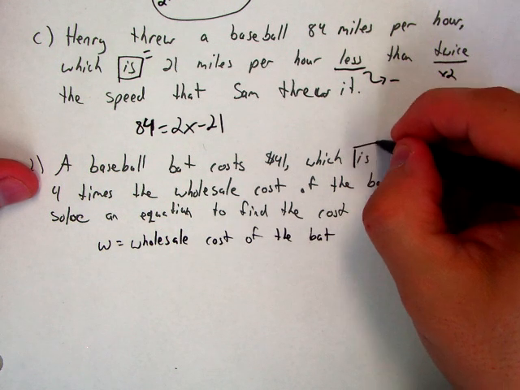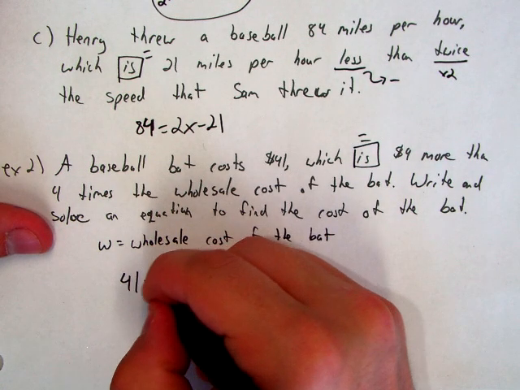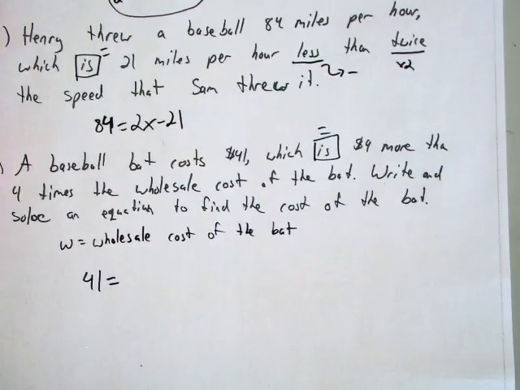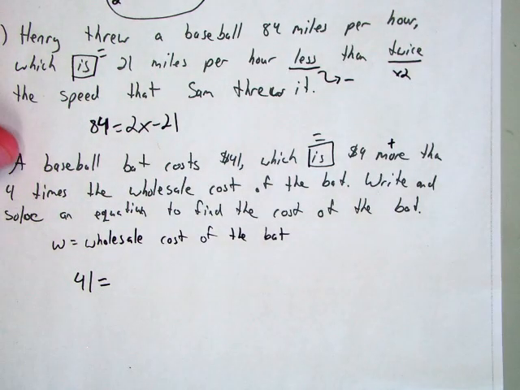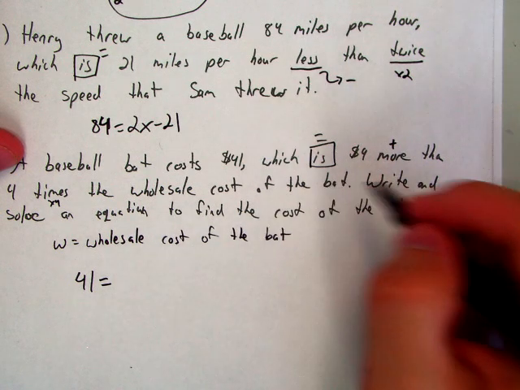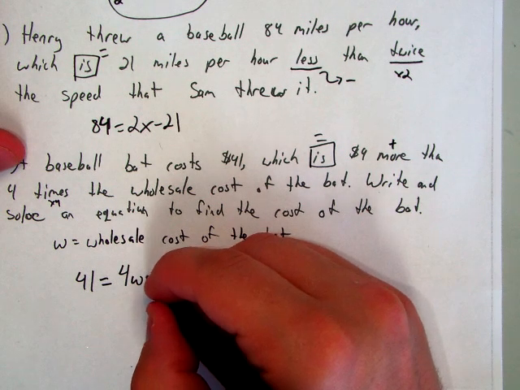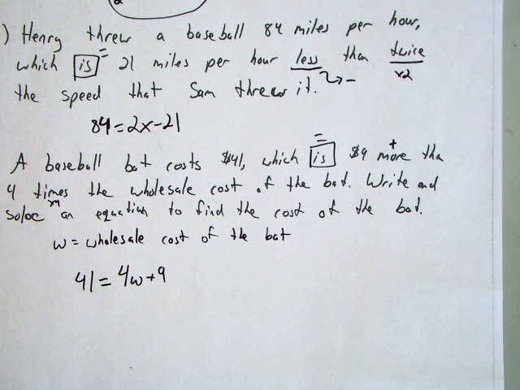All right, so let's write our equation. Here's that word is. So 41 is. 41 is. 9 more, that means plus. Then 4 times, so this is going to be times 4, the wholesale cost. So the wholesale cost, 9 more than that. So 4 times the wholesale cost plus 9 more dollars.